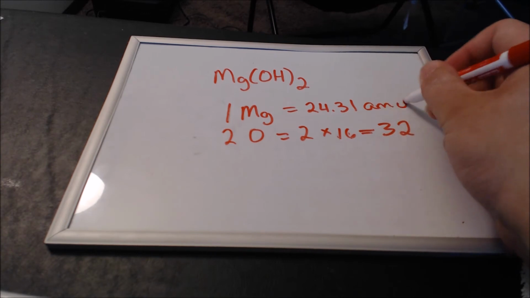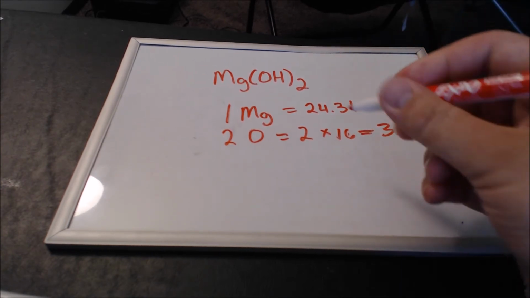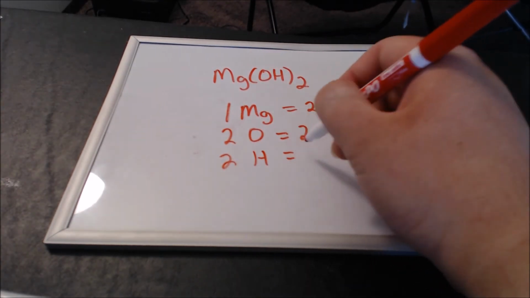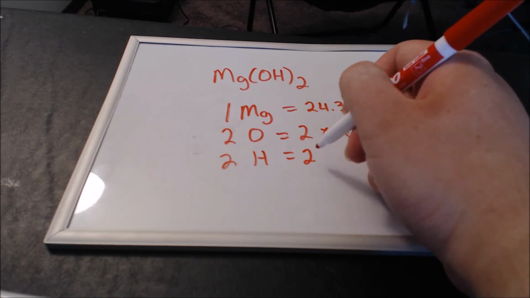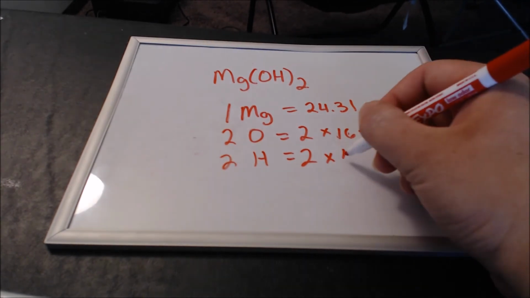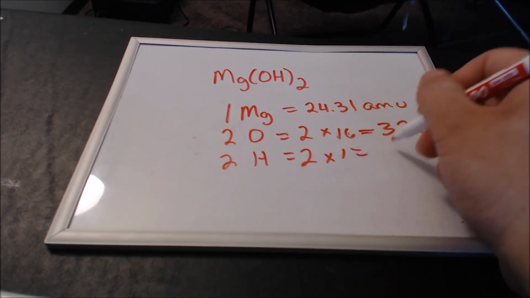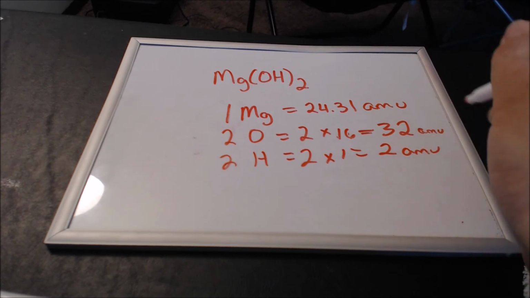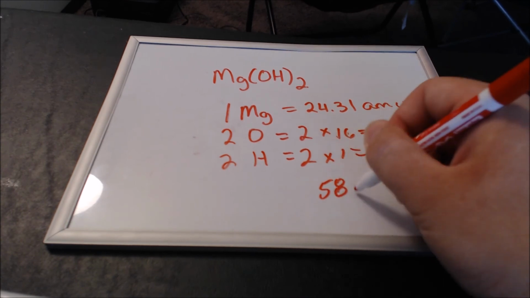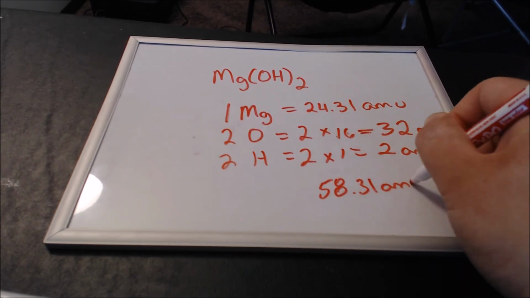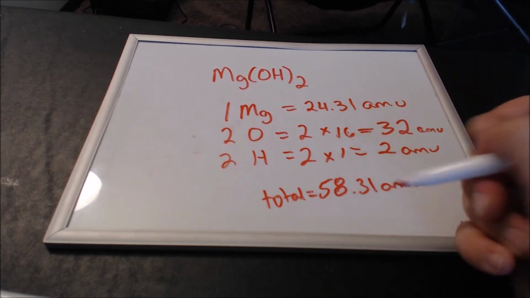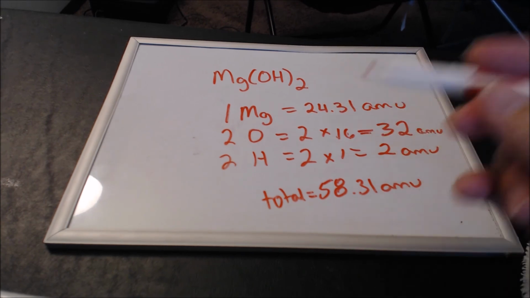And these are all in AMUs still. I didn't write that in the last problem. That was my fault. And then we have 2 hydrogens as well. So 2H equals 2 times 1, because each hydrogen is 1 AMU, which is going to equal 2 AMU. So you add all these together now, and we are going to get 58.31 AMU. So the total atomic mass is 58.31 AMU for magnesium hydroxide.